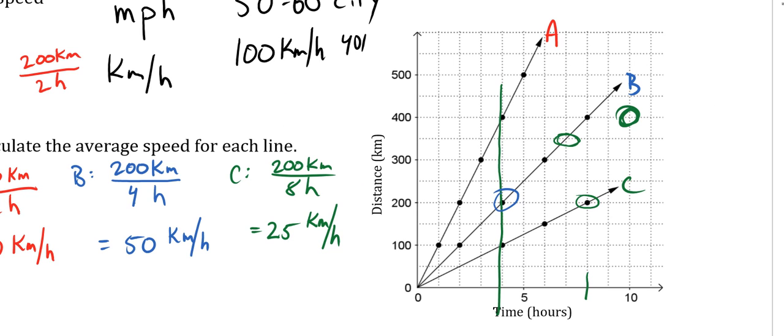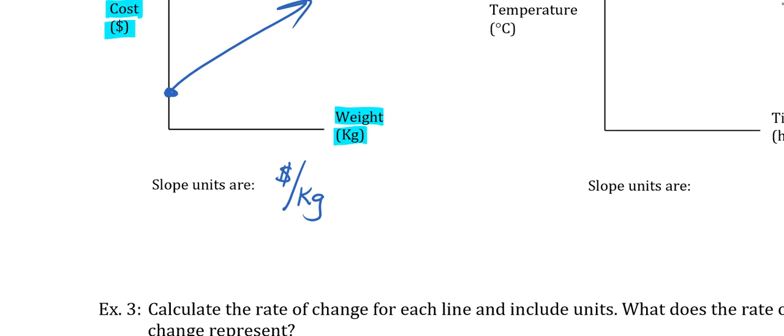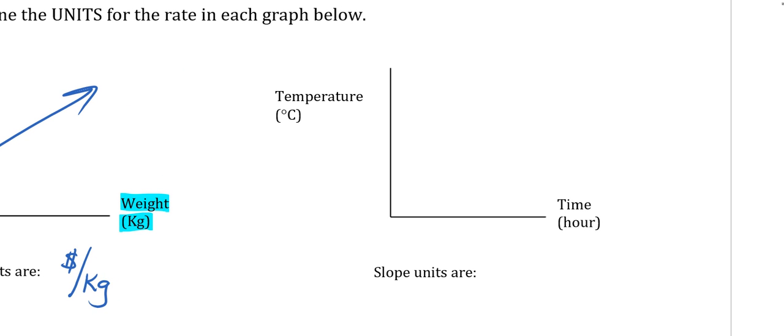Distance, the one up and down, over hours. So kilometers over hours, which is kilometers per hour. Dollars over kilograms, dollars per kilogram. And that's a more common rate than kilograms per dollar. We don't usually go kilograms per dollar. If you're buying bananas or grapes or broccoli, it's usually dollars per kilogram, right? Okay. So what would this one be?